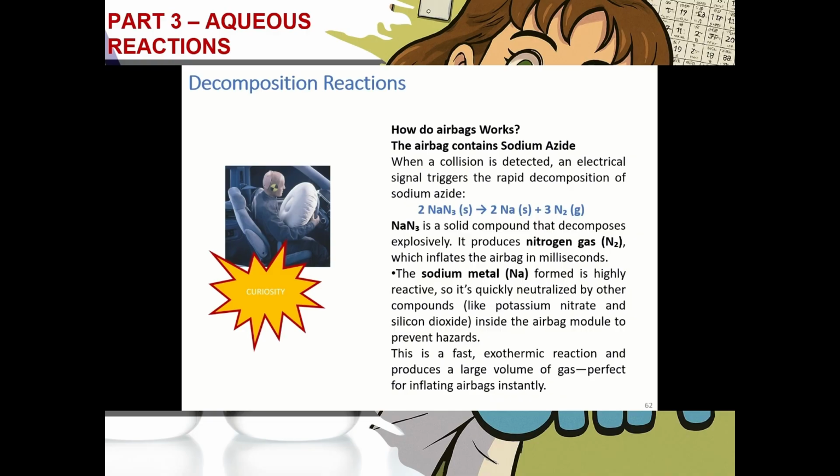And we have a good example of the decomposition reaction, that is the airbag. So how does that work? When a collision is detected, an electrical signal triggers the rapid decomposition of sodium azide, which is over here, forming products very fast and producing nitrogen gas that will inflate the airbags in milliseconds. Okay, the sodium metal formed is highly reactive, so it's quickly neutralized by other compounds like potassium nitrate and silicon dioxide inside the airbag modules to prevent hazard. This is a fast exothermic reaction and it produces a large amount of gas, perfect for inflating airbags instantly.